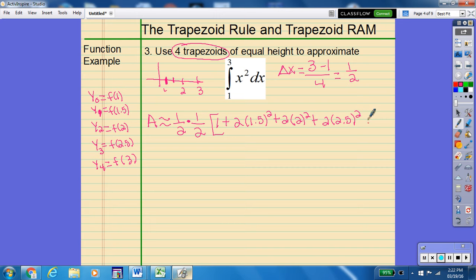And then the very last y value, which in this case is 3, doesn't get multiplied by 2. You only plug it into the function, which would give you 3 squared. I'll just go ahead and write it as 3 squared. Remember that 1 was also squared when you plugged it in. Once you're done with that, if you simplify all of this using a calculator, you will get that the area is approximately 8.75.